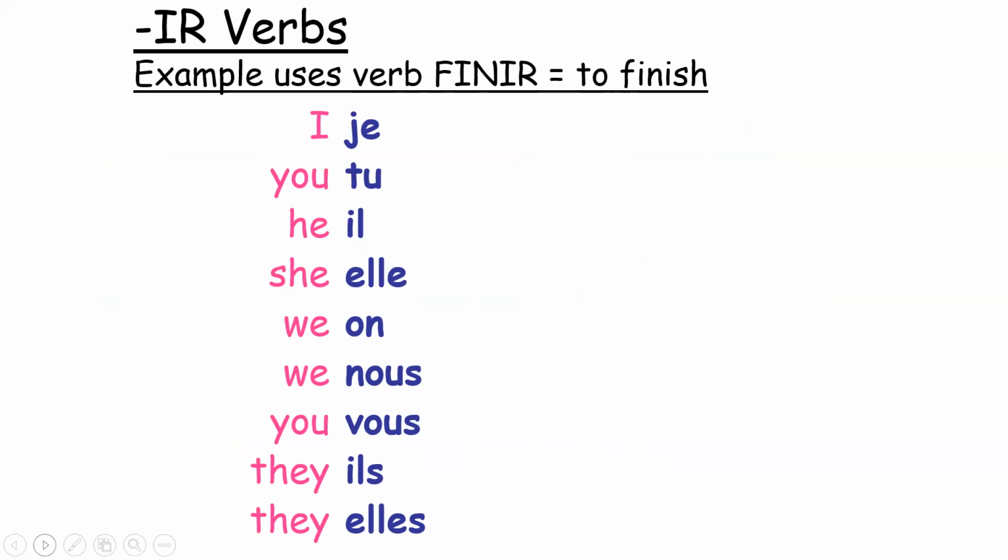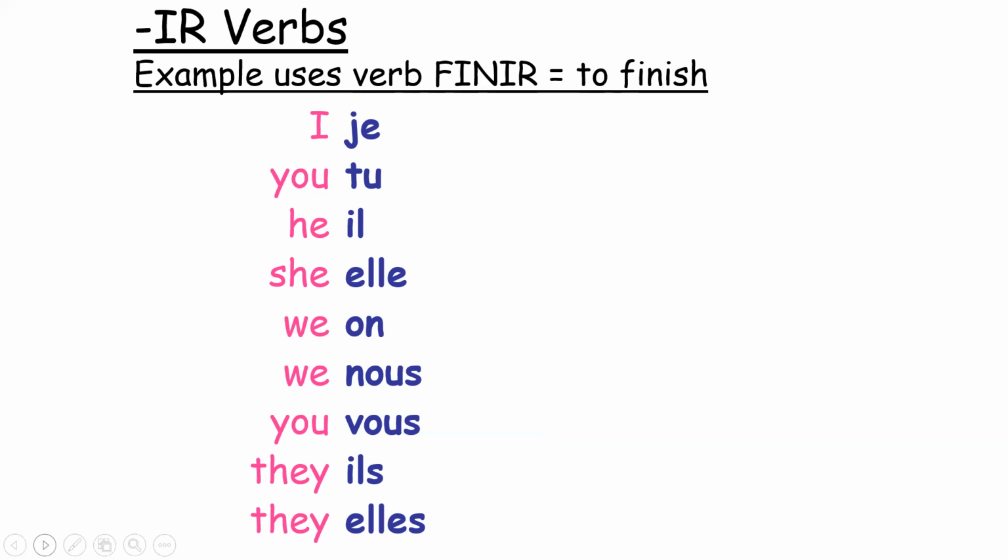We're starting with the group of IR verbs. We're going to use the verb finir, to finish, to help us look at the conjugation. We have our lovely personal pronouns, je, tu, il, elle, on, nous, vous, ils, and elles, down the left-hand side there, ready and waiting. So what do we do to IR verbs to conjugate them? Well, first thing we do, remember, is to take off that IR. That leaves us with fin, F-I-N.